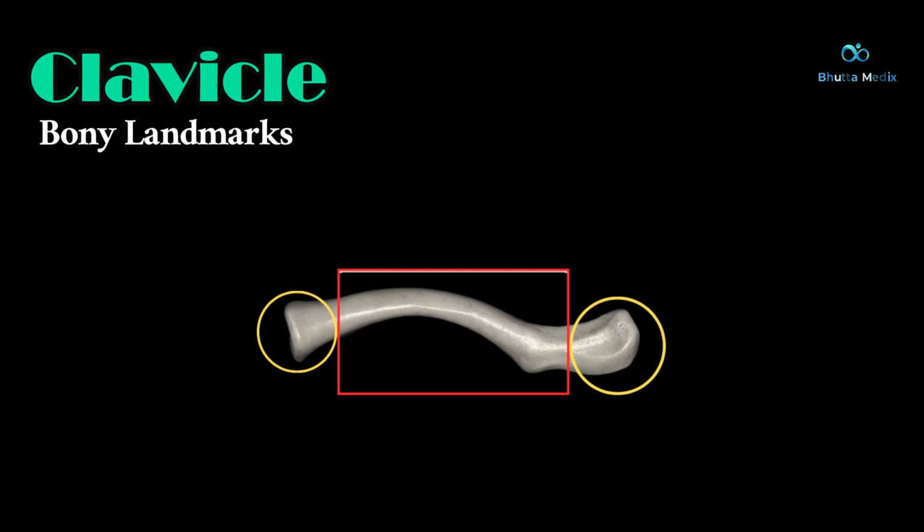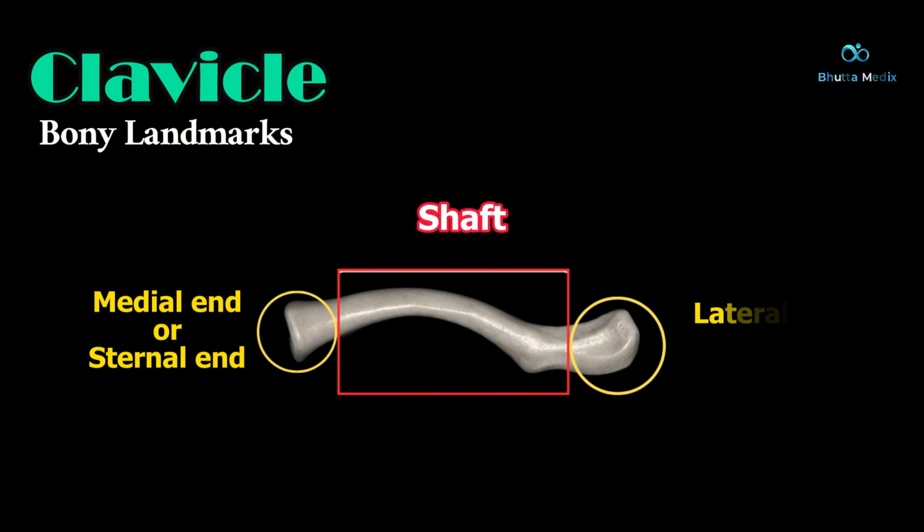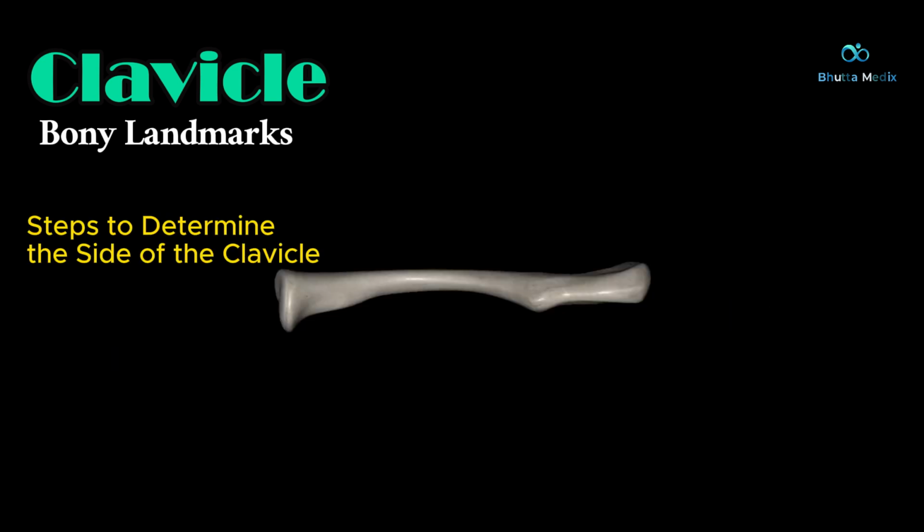Clavicle is divided into three parts: medial end, which is also called sternal end, shaft, and lateral end, also called acromial end. Follow 3 steps to determine side of clavicle.